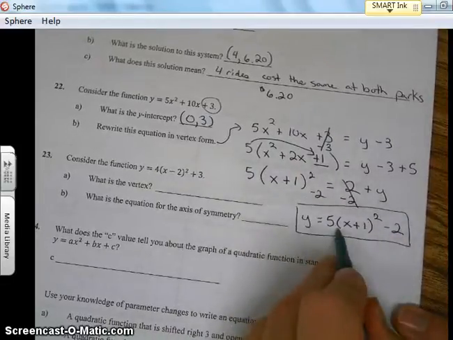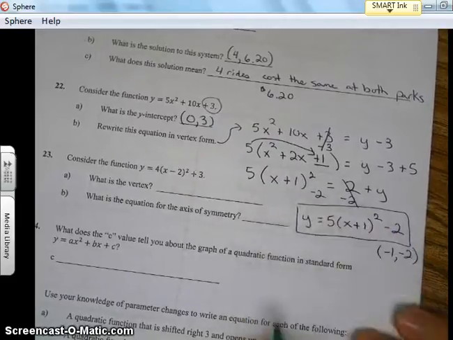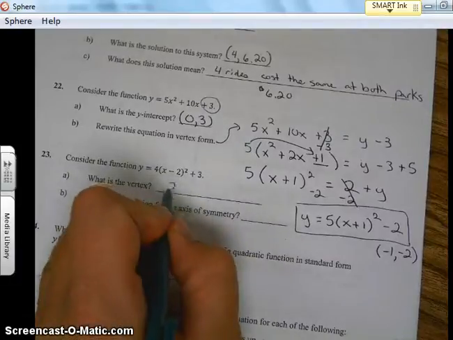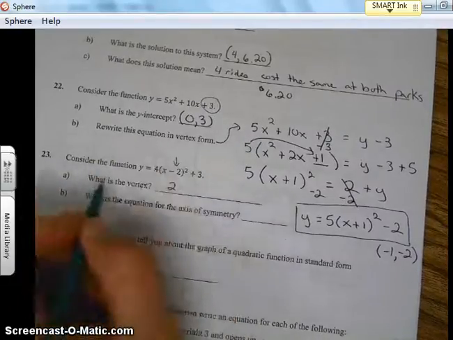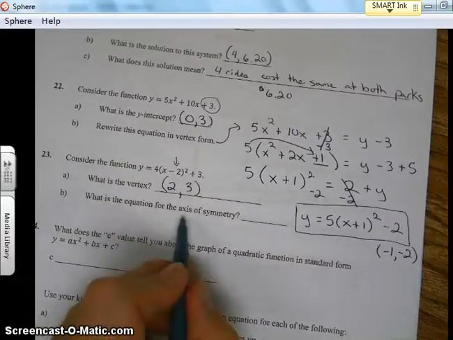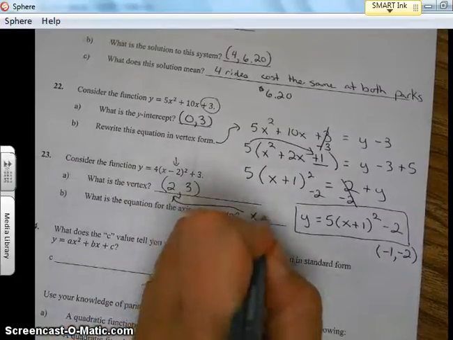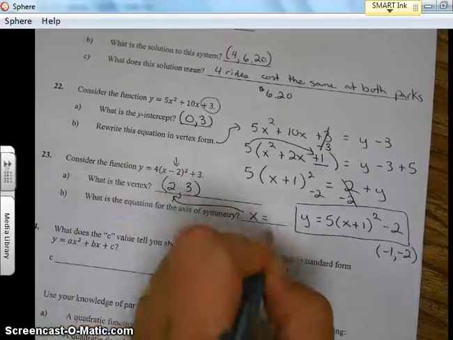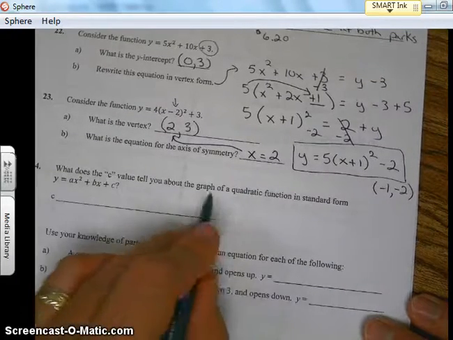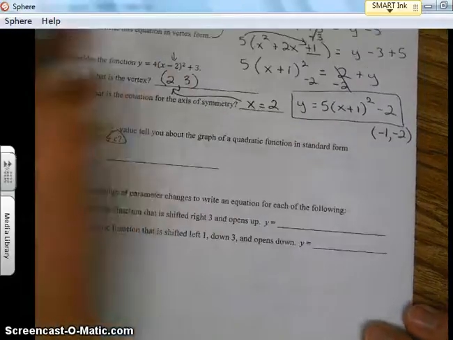Vertex is negative 1, negative 2. What is the vertex? Positive 2, positive 3. Axis of symmetry, x equals 2. What does the c-value tell you about the graph? Well, we just talked about that right up here. It gives us the y-intercept.